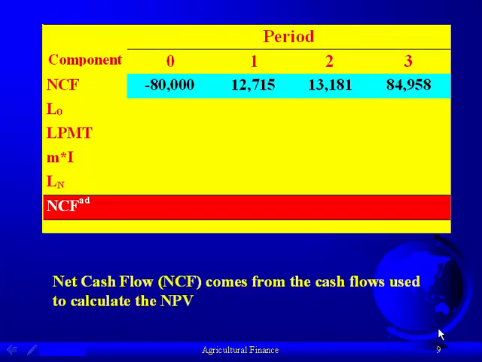I've blown up this chart. Notice the net cash flow numbers. Where did they come from? Those come from the chart that you used to calculate the net present value. No magic here. They just follow from the previous chart.